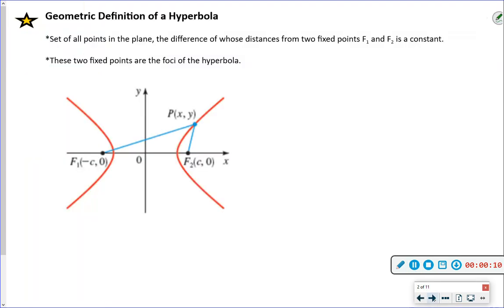So geometric definition: the set of all points in the plane where the difference of the distances from two fixed points, the foci, is constant. So of course, if you take your distances and subtract them, you would get the same thing if I pick a different point. If you pick this point and calculate the distance to this focus and to this focus, subtract them, you will always get the same answer. That is the technical geometric definition of a hyperbola, for whatever it's worth to you.